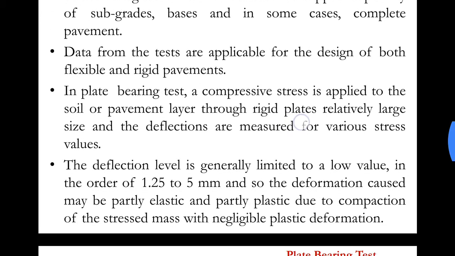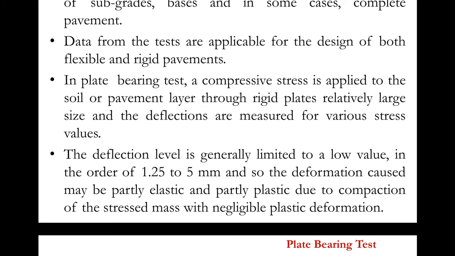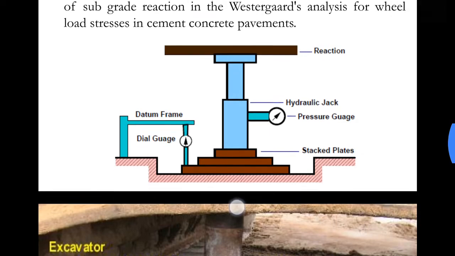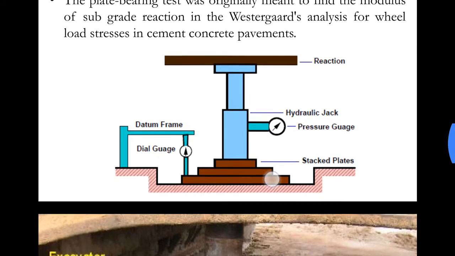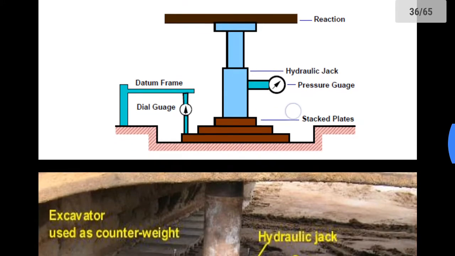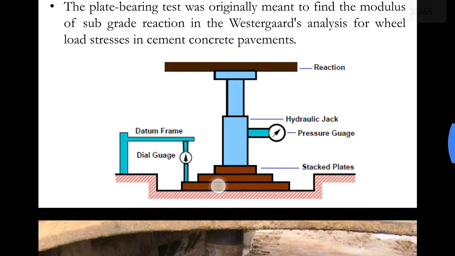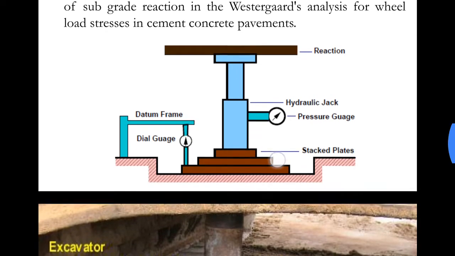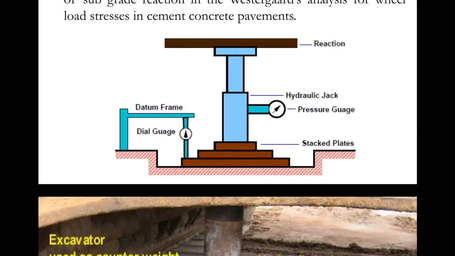Whereas here in plate bearing test, what we do is through rigid plates. Now these plates would be having a large diameter. Now these here are plates. We stack up the plates one onto the other, with the plate having larger diameter at the bottom and successively decreasing the diameter of the plates as we go upwards.